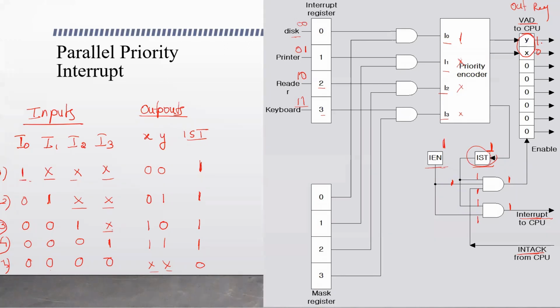And the respective device that is identified places its vector address in the output register buffers. When the CPU gives the signal to service, that address is placed on the data bus and transferred to CPU. This way, in parallel priority interrupts, the devices are serviced.